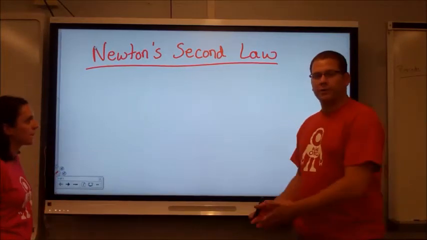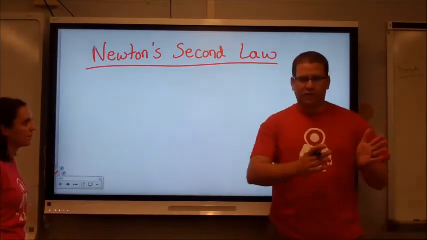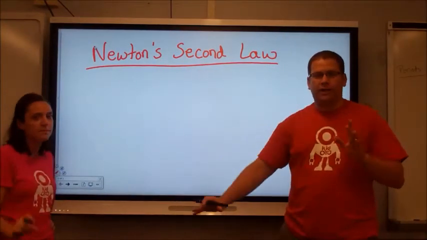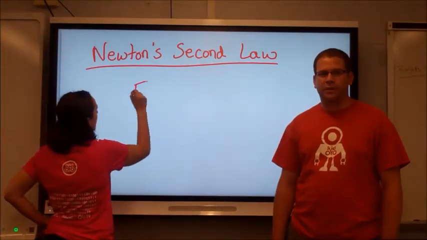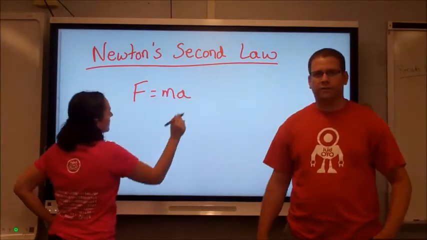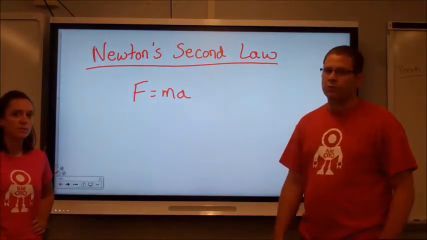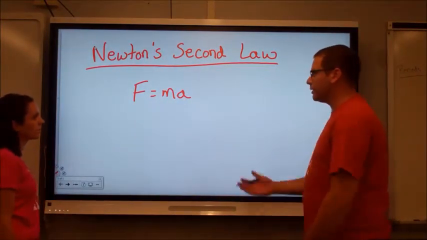Now, Newton's first law was very wordy. Like the actual definition, it had a lot of words in it. This one is very simple. Newton's second law is F is equal to m times a. That's it. I mean, we could explain it in words, which we'll kind of do, and you should probably write down, but this is the law.